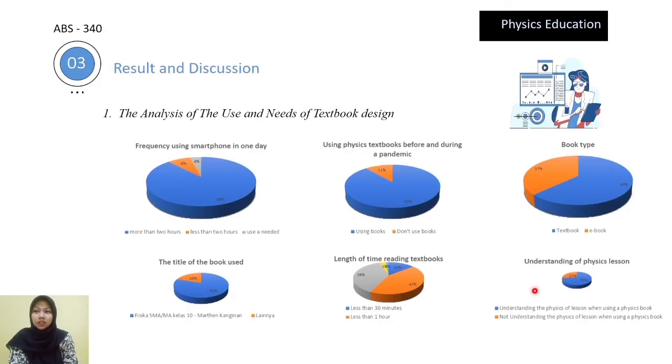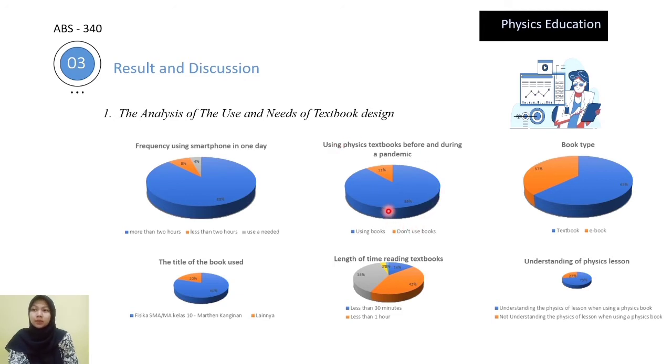For results and discussion, the first stage is analysis of the use and needs of textbook design. From this figure, you can see that the majority of high school students have a device or smartphone. This indicates that there is a positive opportunity for the interactive ebook to be made in the form of an application that can be accessed via mobile devices.